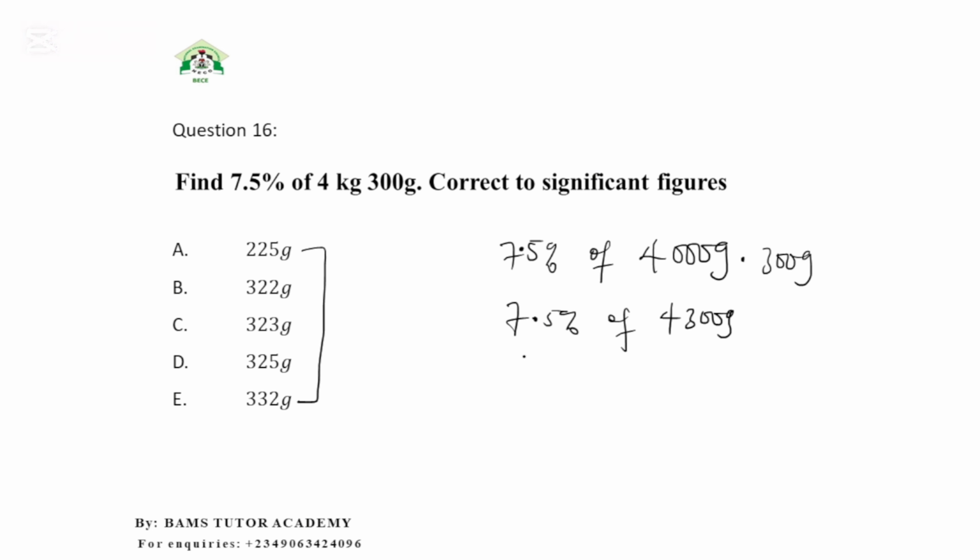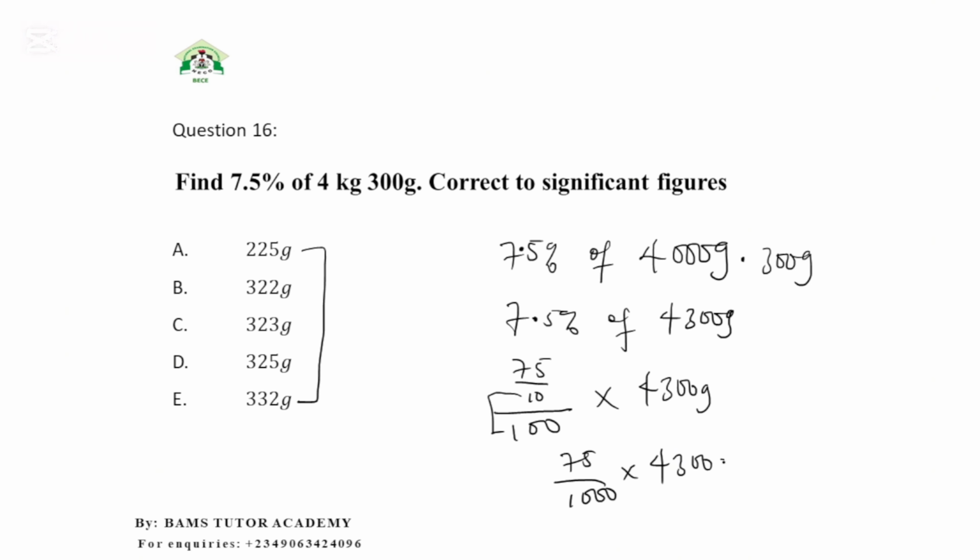So now, what's 7.5 normally? 7.5 is 75 over 10. That's 7.5 over 100 because there's percentage there. Do you get? Then times 4,300 gram. So now, if I do this, this will multiply this one. So I would have 75 over 1,000 times 4,300 gram. So we start to divide and divide. This cancels this, this cancels this. I don't think there's anything else we can do, so let's just go straight to our calculator.